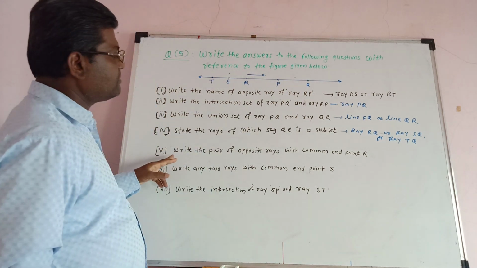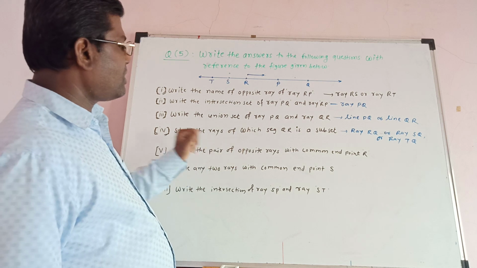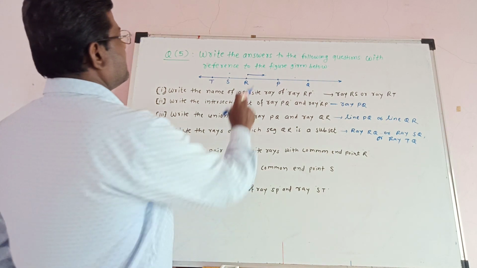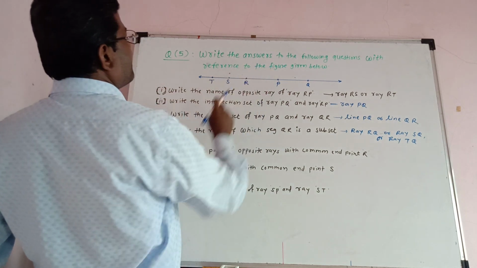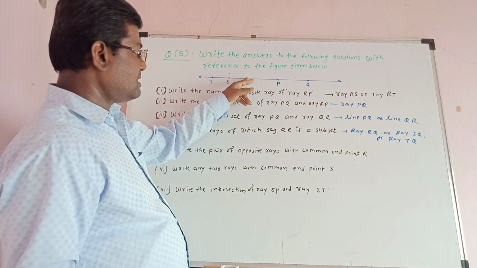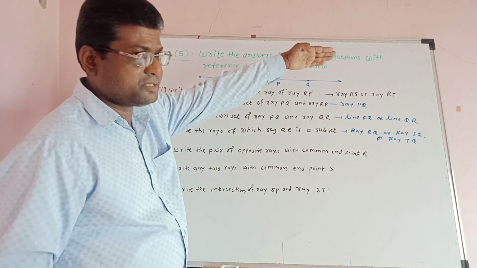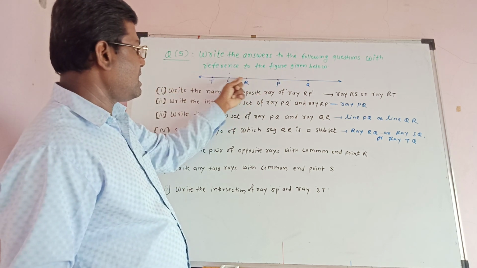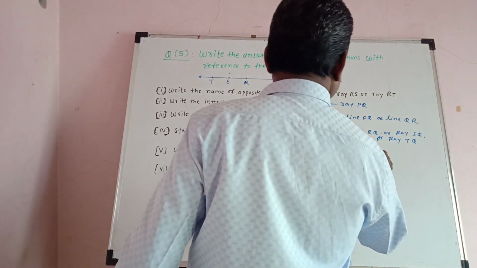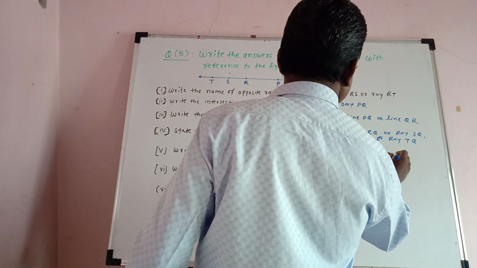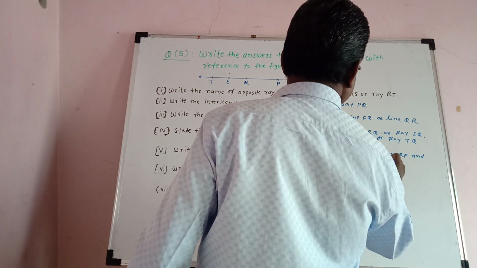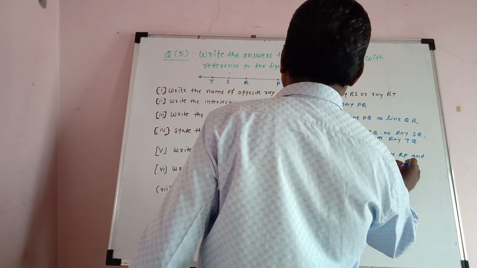Now next question number 5. Write the pair of opposite rays with common endpoint R. The rays starting from the point R in opposite directions: ray RP in this direction and ray RS in this direction are opposite rays. So the answer is ray RP and ray RS.